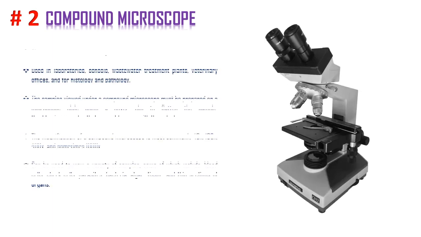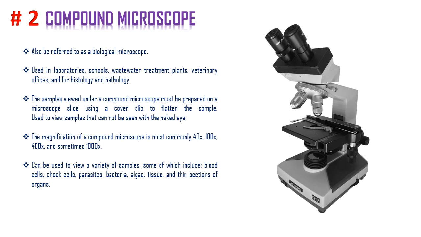Number 2 is compound microscope. It is a basic model of a microscope and is also referred to as a biological microscope. Used in laboratories, schools, wastewater treatment plants, veterinary offices and for histological and pathological studies. The samples viewed under a compound microscope must be prepared on a microscopic slide using a cover slip to flatten the sample, used to view the samples that cannot be seen with the naked eye.